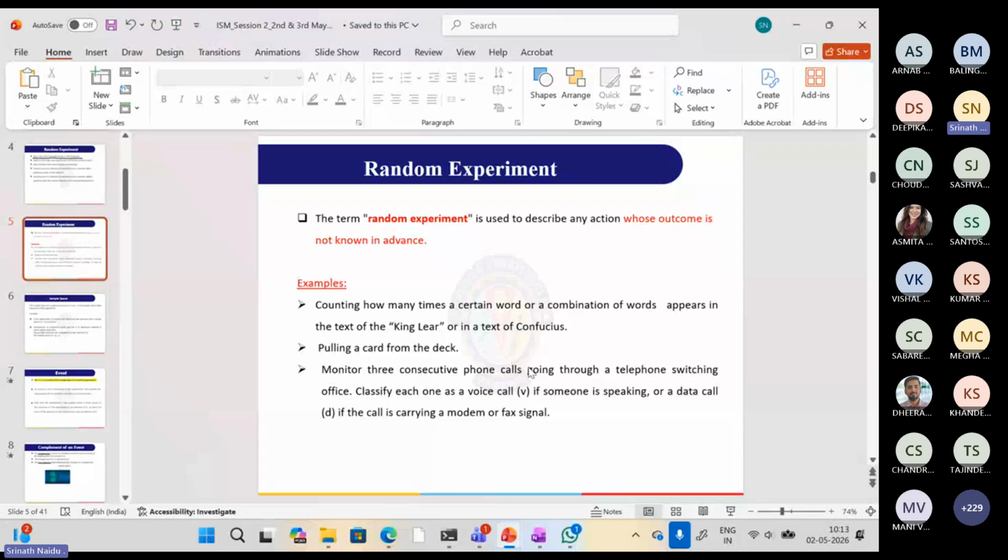So the term random experiment is used to describe any action whose outcome is not known in advance. Counting how many times a certain word or a combination of words appears in the text of King Lear and the text of Confucius. You don't know what that number is going to be. So you say it's going to be one of several possibilities. You pull a card from the deck. If the deck was truly randomly shuffled, unknown to you, then you don't know what card you're pulling. But if the deck was shuffled by you, or in some order it's known, then you pull something in the middle, then you can pretty much tell what card it is.